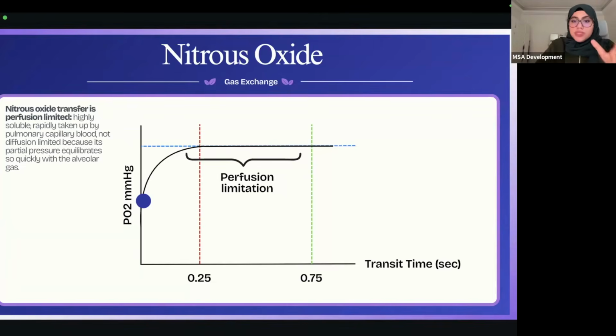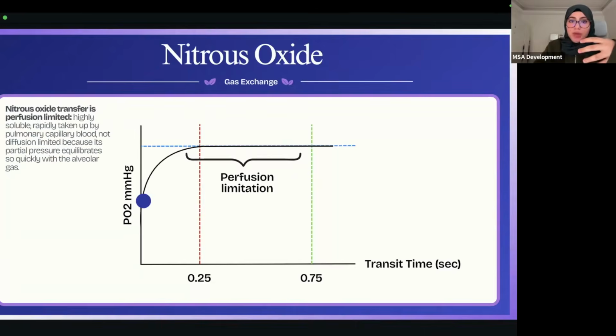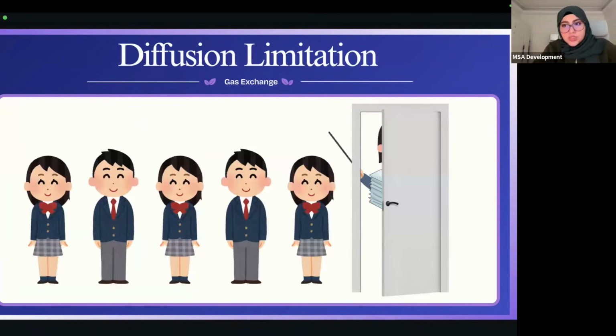But this is the only limitation of the so-called perfusion limitation. This whole idea is that for some gases, the only thing that stops them is that there's not enough perfusion happening. Okay? Now there's something called diffusion limitation.